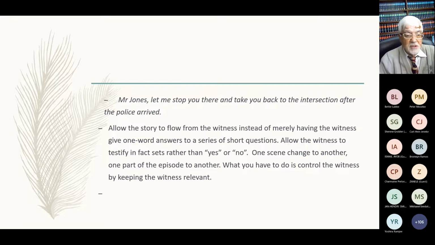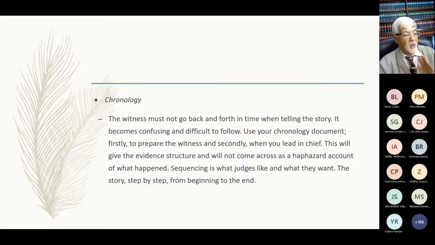You must go from one scene change to another, one part of the episode to another. And who does that? You do that. And how do you do it? By using the headline method. You give a signpost or a headline. I'm going to ask you about, or Mr. Jones, we are going to move to another scene. I'm now going to ask about the following. The witness follows you, the judge follows you, and it works very well.